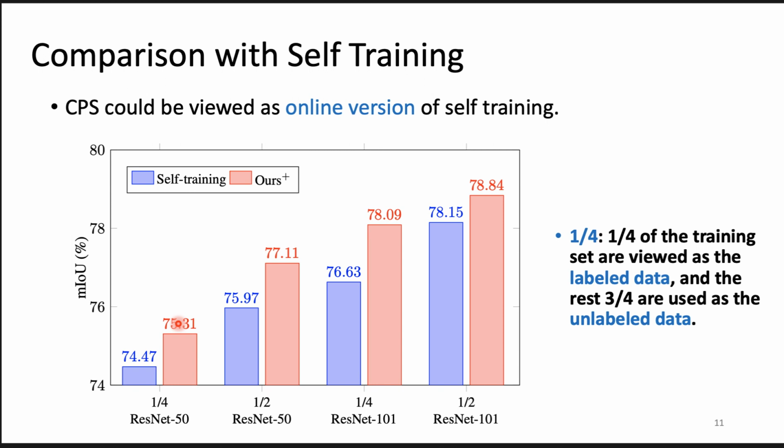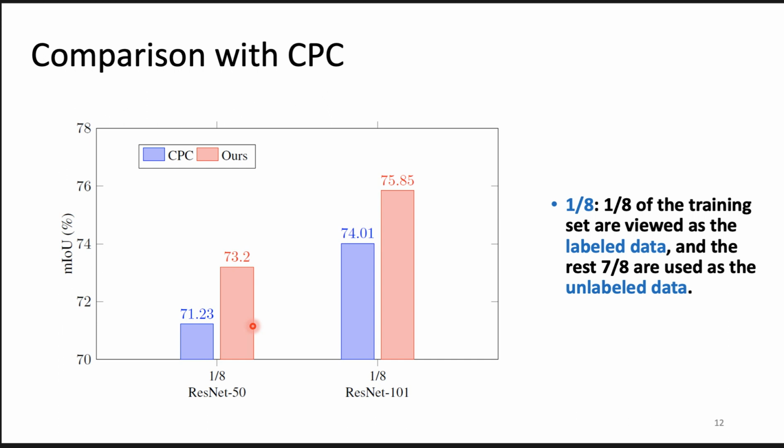Then we compare CPS with self-training. Here, the blue bar means self-training and the red bar means CPS. We could find that CPS consistently outperforms self-training. Then we compare CPS with CPC. CPS is better than CPC because the pseudo-label supervision is better than the soft confidence supervision.